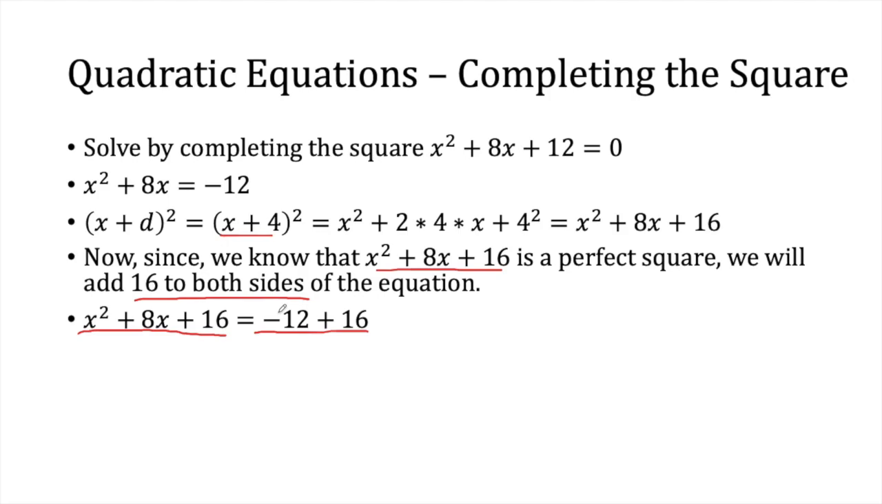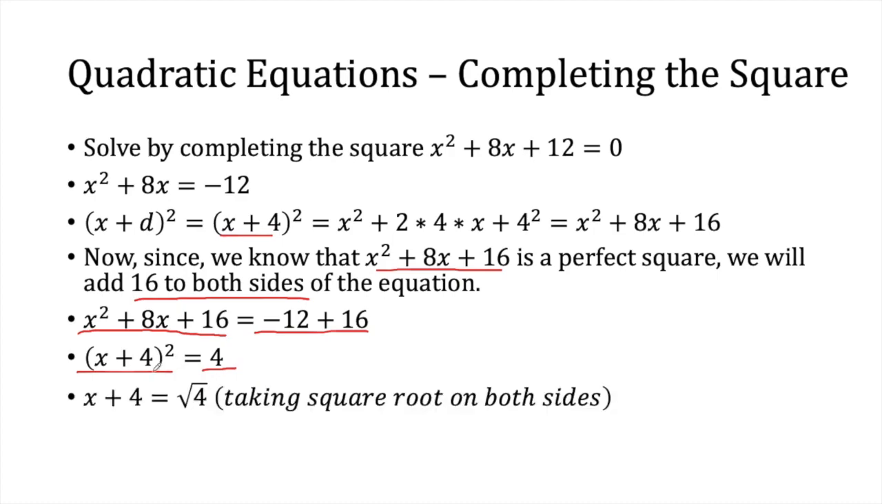So now we know that the left hand side is a perfect square, (x plus 4) whole squared, and negative 12 plus 16 is just 4. So now we need to solve for x, which means we need to isolate x. And we see that the binomial x plus 4 is being squared, and the opposite of squaring is taking the square root. So we will take the square root on both sides of the equation to get x plus 4 is equal to the square root of 4.